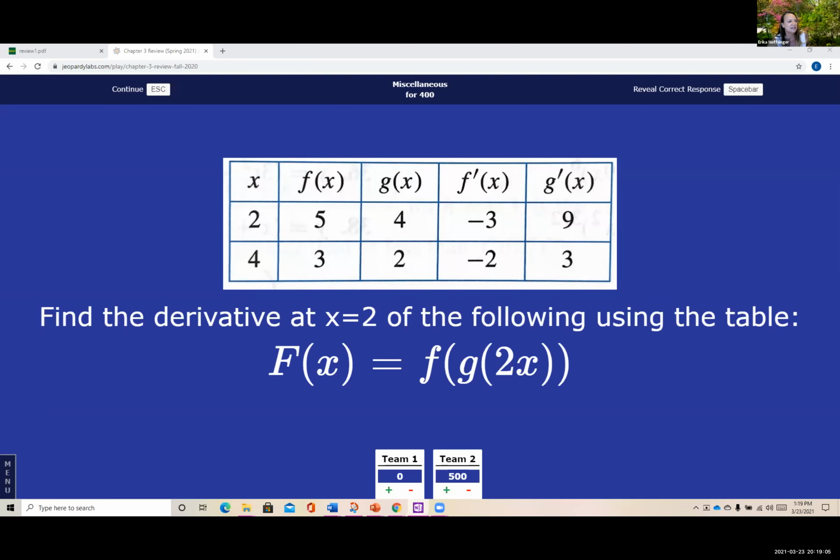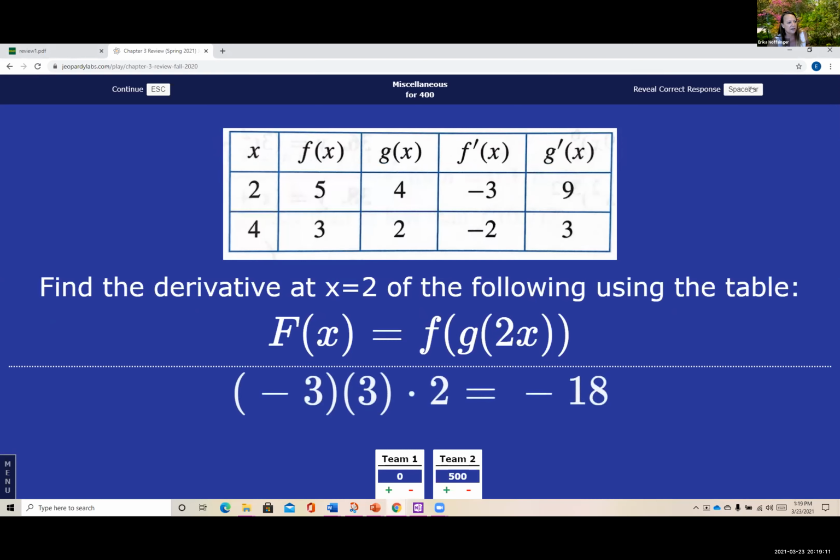It comes out that you think the answer is negative 18. Let's see. The correct answer is negative 3 times 3 times 2, which is negative 18. When you take the derivative of this, you had to use your chain rule.